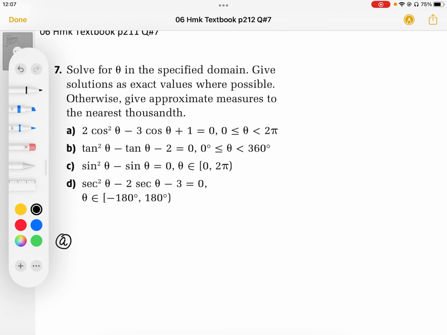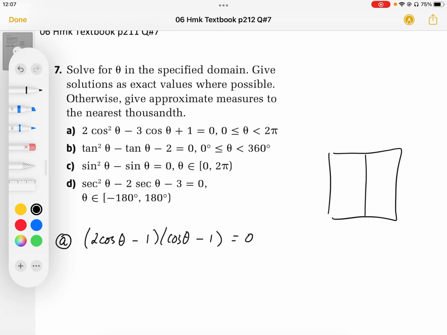we're going to solve this by first of all recognizing it's a quadratic in terms of cos. So we need to factor this. Factoring this, I'm going to end up with (2 cosine theta minus 1)(cosine theta minus 1) equals 0.